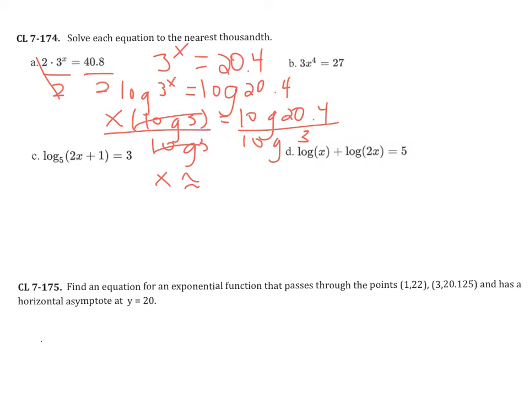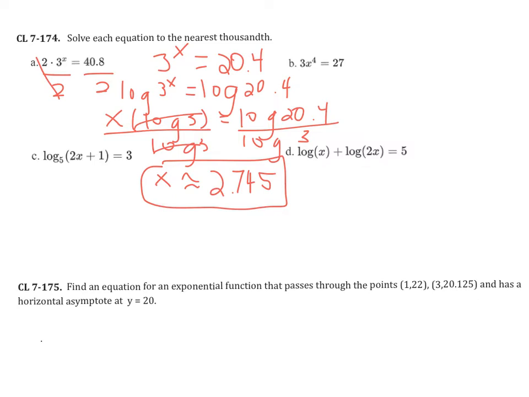So we take the log of 20.4 and then we divide that by the log of 3, and we end up rounding to the nearest thousandths place, which is going to be 2.745, because we really have 2.7448, and we need to round up because 8 is 5 or greater. So this is our answer rounded to the nearest thousandth.